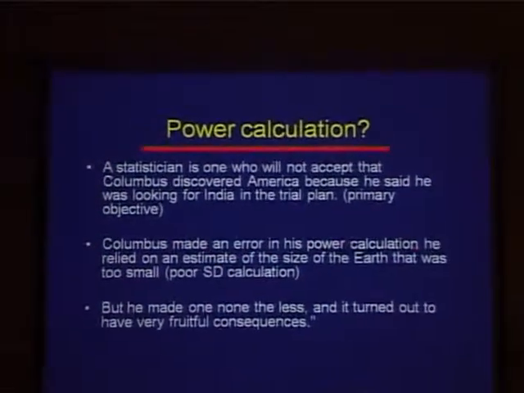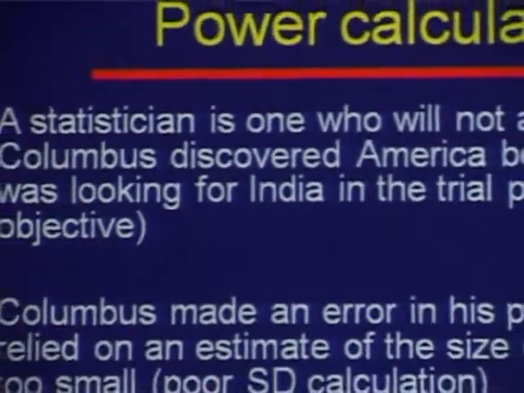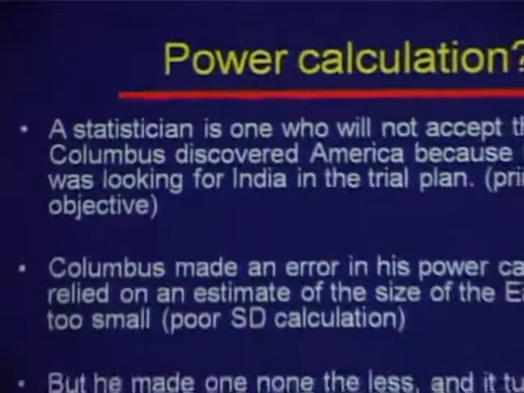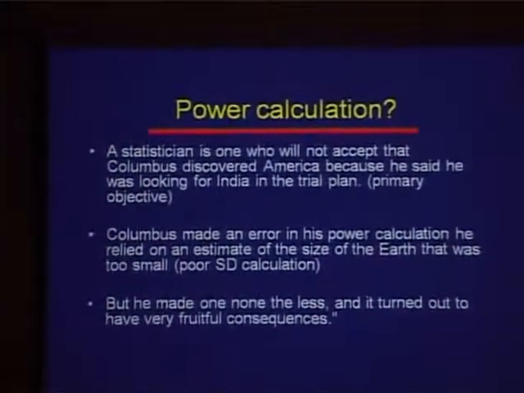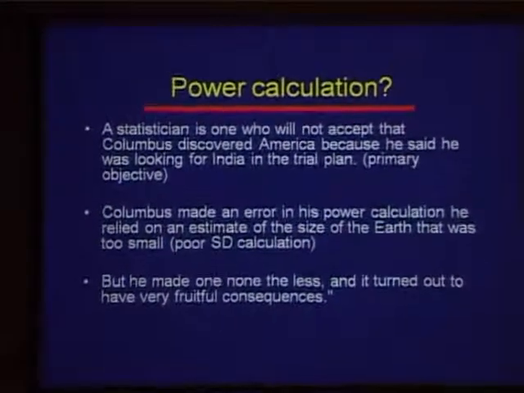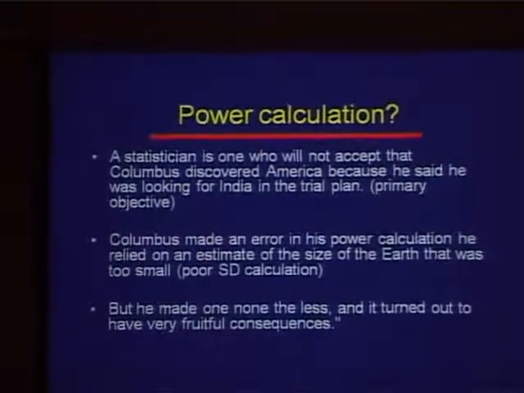Columbus made an error in his power calculation because he relied on an estimate of the size of the earth which was too small. So ensure that you have the correct standard deviation when you calculate sample size, but he made one nonetheless and it turned out to have very fruitful consequences.